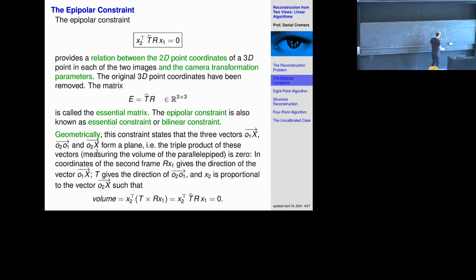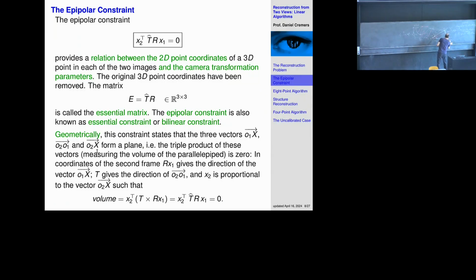This vector here is the translation vector. This one here, t, is the translation that goes from O1 to O2 or vice versa. And this vector here is in principle x2, but if you express it in the coordinates of the first camera, it's r times x1, r times x2, because you have to rotate into the coordinates of the second camera. Sorry. I think it's vice versa.